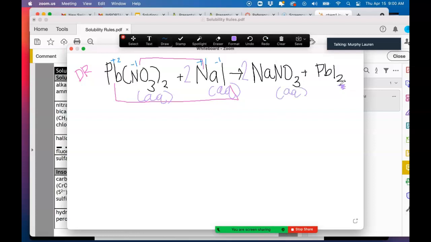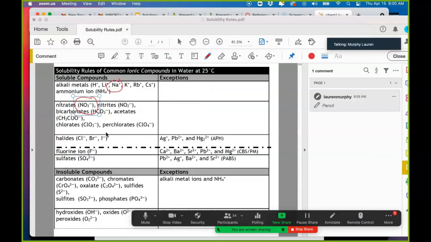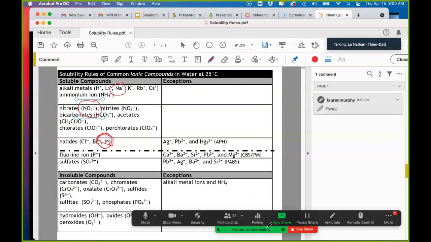Okay. Lead 2 iodide. Again, we're trying to focus on the negative part, the second thing, the iodide. Those are the easier things to find on the solubility rules. So here we go. Here are my iodides, I minus. They're generally soluble, but not with lead. So what do I put? If it's not soluble, it's insoluble. That makes it a what? Solid.